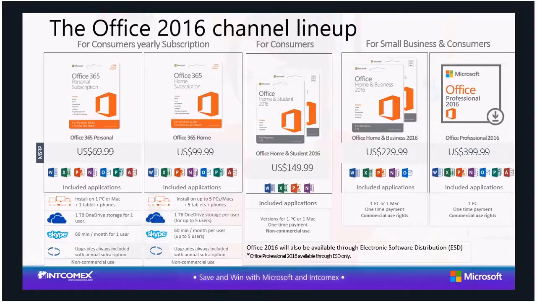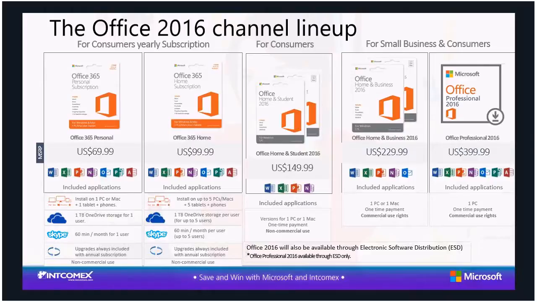And it's different from the perpetual or the one-time payment applications, which we will talk about later. Now, with Office 365 Home, which is the other version of yearly subscription for consumers, we have the same applications, which is Word, Excel, PowerPoint, OneNote, Outlook, Publisher, and Access. We have the 1 terabyte of storage with OneDrive. We have the 60 minutes of Skype a month. And the upgrades are always available with the annual subscription.